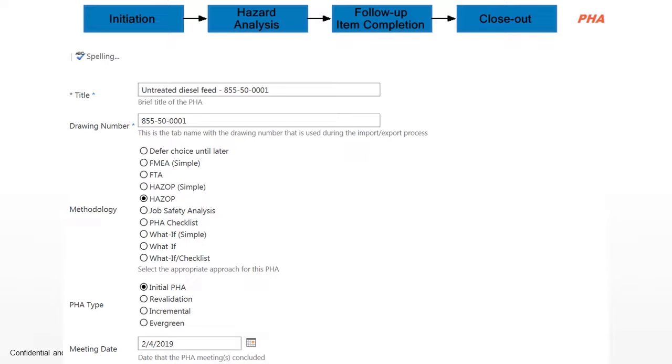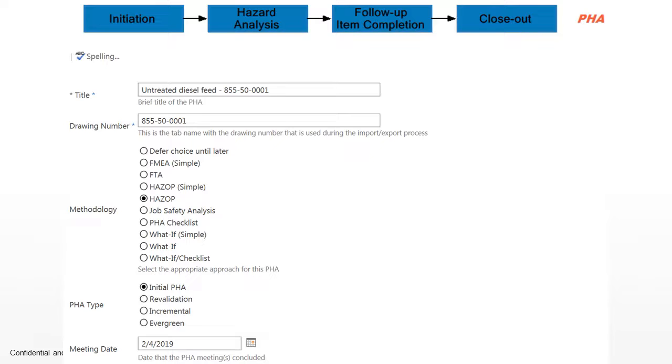This allows you to specify the title and drawing number. You can choose the PHA methodology as well. This presentation will focus on the full HAZOP methodology. The full what-if works in a similar manner.